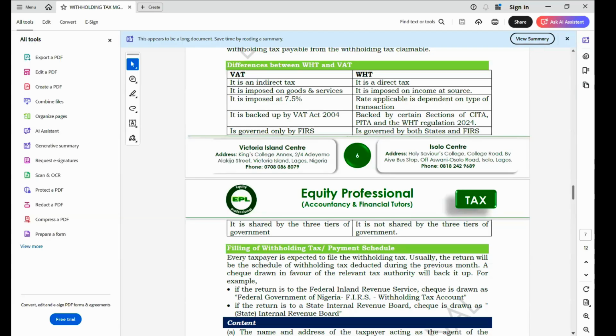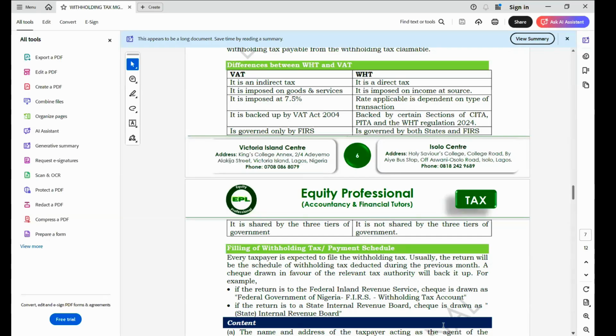Where the relevant tax authority is FIRS, there's going to be a check drawn for the relevant tax authority. Where it is the State Internal Revenue Service, a check will also be drawn in the name of the relevant tax authority.